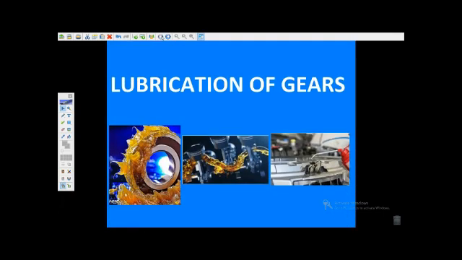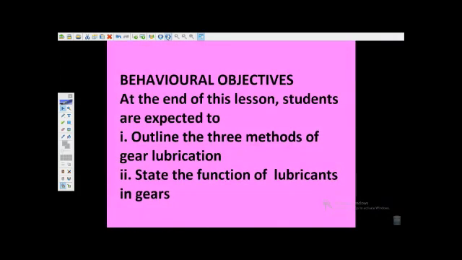In our basic tech lesson today, we want to look at lubrication of gears. The objective of this lesson is for students to: 1. Outline the 3 methods of gear lubrication. 2. State the function of lubricants in gears.